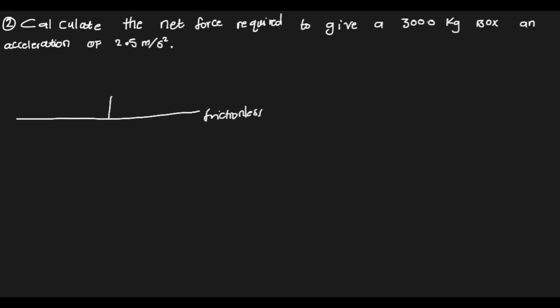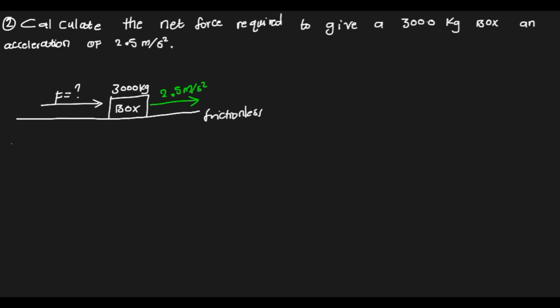Then we have a box here. Now this box has a mass of 3000 kg. Then we are also given the acceleration. We are told this box, when that force was applied, had an acceleration of 2.5 meters per second squared. So now the question is, we want to see how much force was applied for an acceleration of 2.5 meters per second squared to be produced. So here we are looking for force.